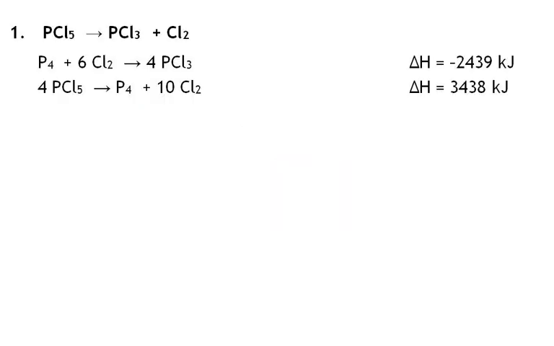This first example is an actual reaction equation. You're given that your target, the PCl5 going to PCl3 plus Cl2, and you want to find the heat of reaction for this particular reaction. And you're given two reactions, the P4 plus 6Cl2, giving you 4PCl3, and 4PCl5 going to P4 plus 10Cl2. And you have the heat of reaction for each of these. So you can combine these two reactions together so that you can make your target reaction, and by adding the reactions together you can add the heats of reaction together to figure out what the heat of reaction is for your target.